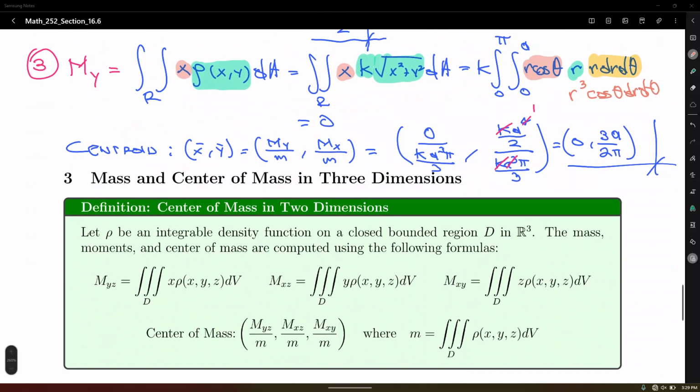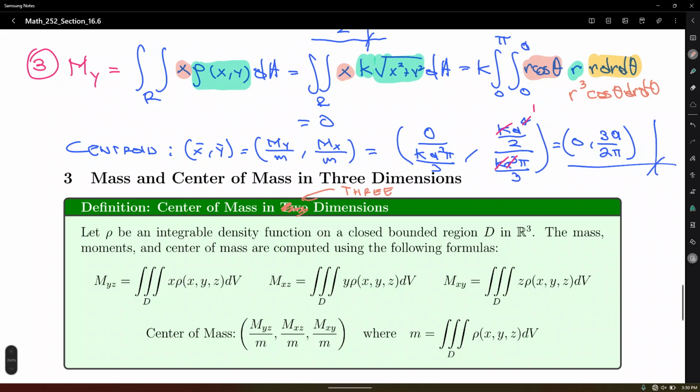All right. Okay, so to find the center of mass in not 2 dimensions, actually in 3, there's a little typo here in the notes, okay? So again, we're going to have a rho function that is an integrable density function on a closed and bounded region in space. So the mass, the moments, and the centers of mass are computed using the following integrals. So number 1, okay.